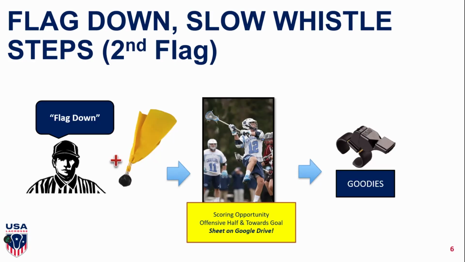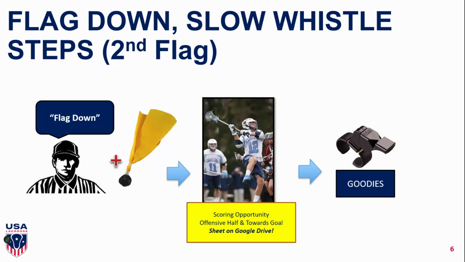Vernon has put it together in an incredible sheet on the Google Drive that explains the entire situation in every nook and cranny. It's fantastic. You can read that. But if you remember, offensive half, going to goal as your two keys, you're going to be great. If they go away from goal, if they go behind goal, we're not good. If they start from behind goal and start going towards the front in an attempted scoring chance, we're going to let them do that.